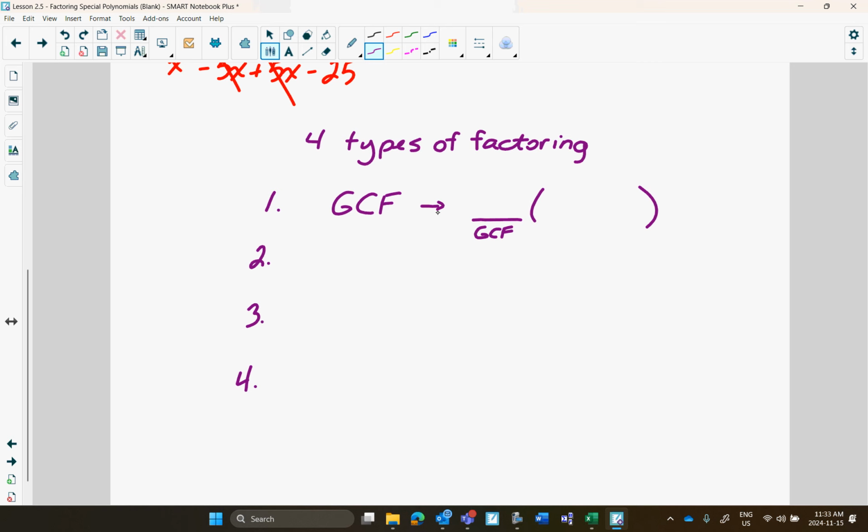The next type was an x squared trinomial. What did that look like? Always 2 sets. Always x and x. And then how did we find the numbers? Sum of middle. Product of end.